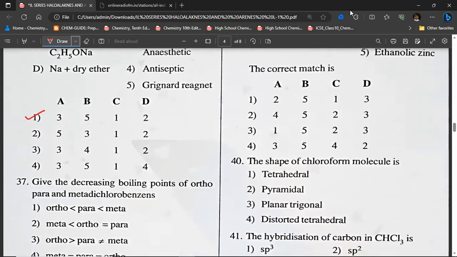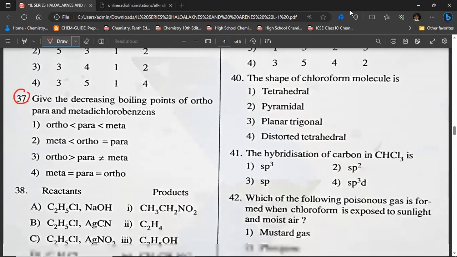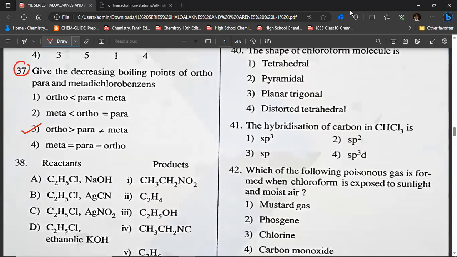Let's move to question number 37. That means it gives the decreasing boiling points of ortho and para. Usually ortho is greater than para in the case of boiling points. Para is not much equal to meta. So the third option is the right option for this question.